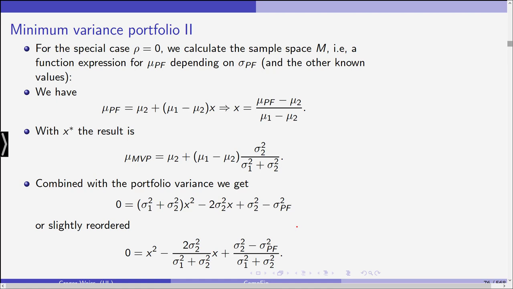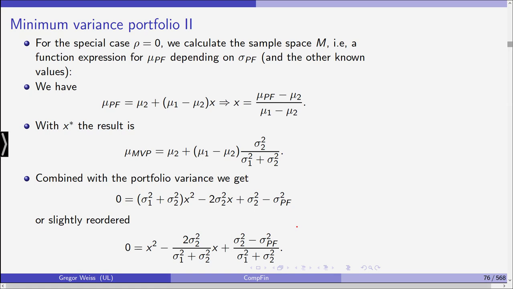For the special case rho of 0, we calculate the sample space, that is, a functional expression for mu depending on sigma for the portfolio. Now, we have to calculate a little bit. We see we have the portfolio expected return. We know the minimum variance portfolio, and if we combine this, you can rearrange this slightly, and last but not least, you get the following.